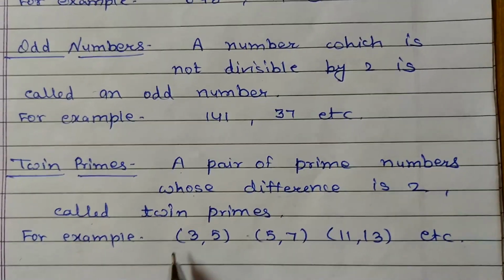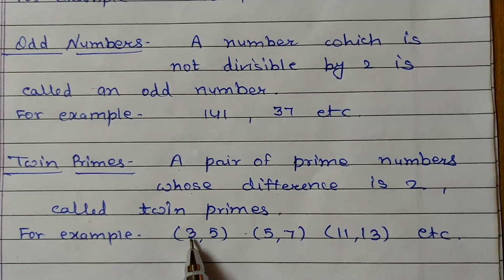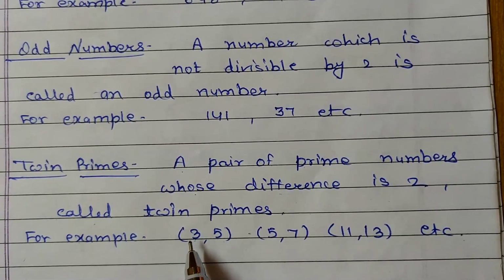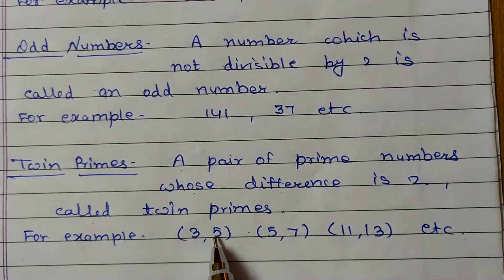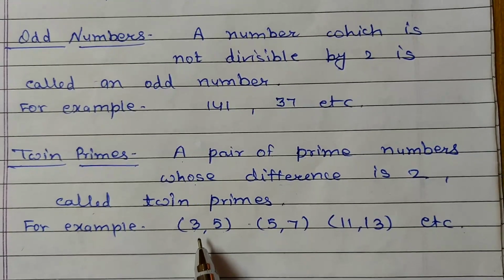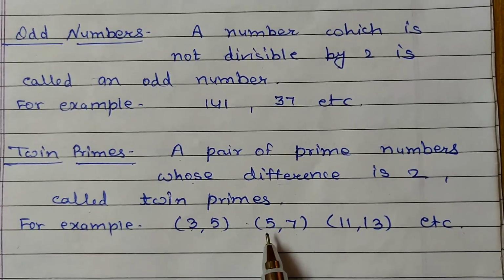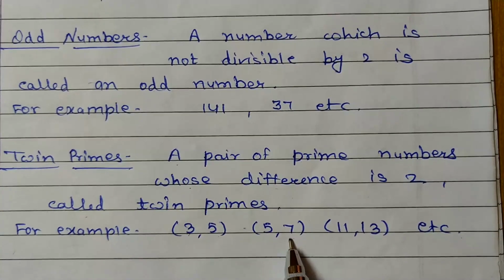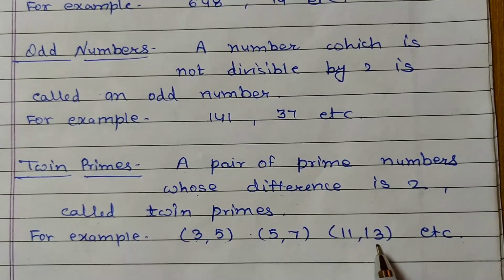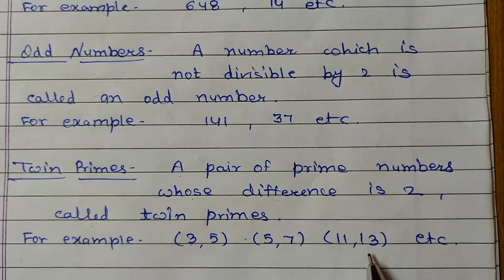So look at this. First pair I am taking as 3, 5. 3 is a prime number, as well as 5 is also a prime number, and if you see the difference, their difference is 2. So this is called a twin prime. This is a pair of twin primes. Next example, 5, 7. Because 5 and 7 both are prime numbers, and again their difference is 2. Next pair, 11, 13. Again, as 11 and 13 are prime numbers and their difference is 2.